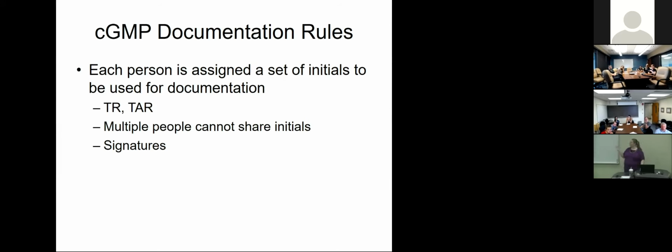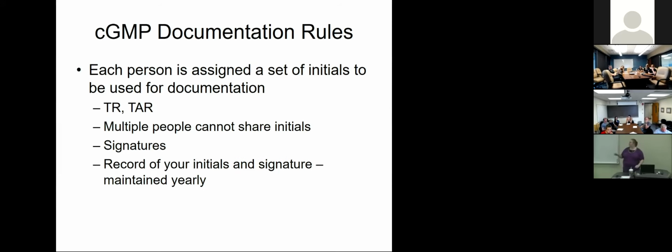So we also had signatures, so everybody had to be able to sign their name. And we kept a record of this. You actually had to go back each year and reinitial and re-sign all of your documentation. We had to initial and date so much that your initials sort of degrade after about the first couple of years. So we have to be able to keep track of how your signature and your initials degraded, so that way you can actually trace it back to people.